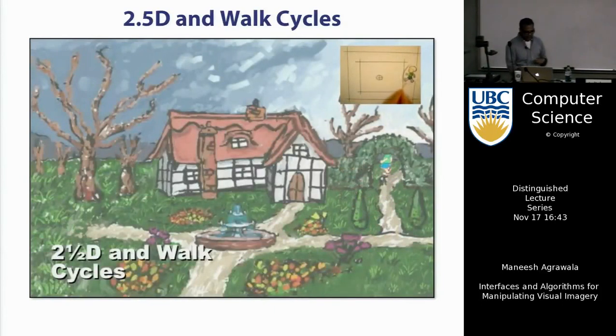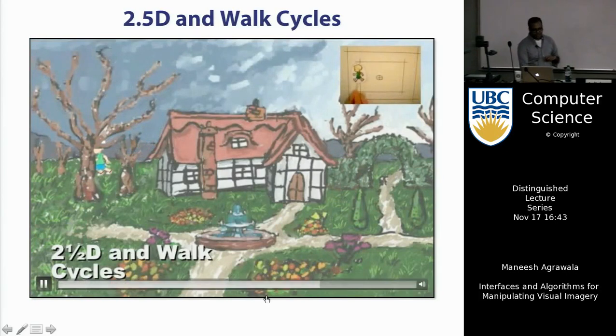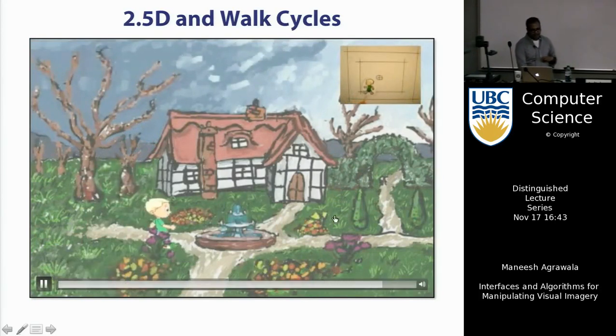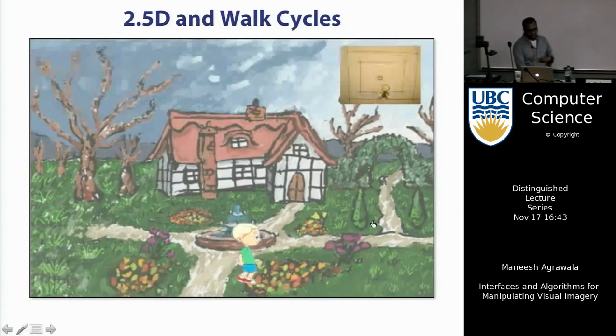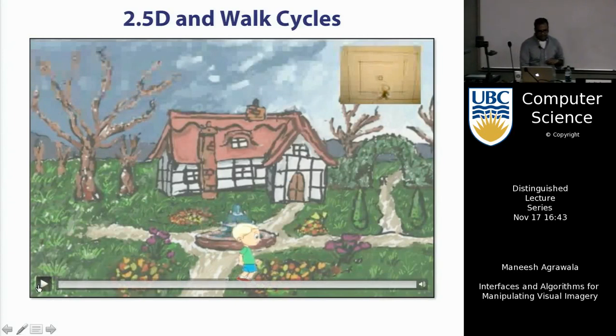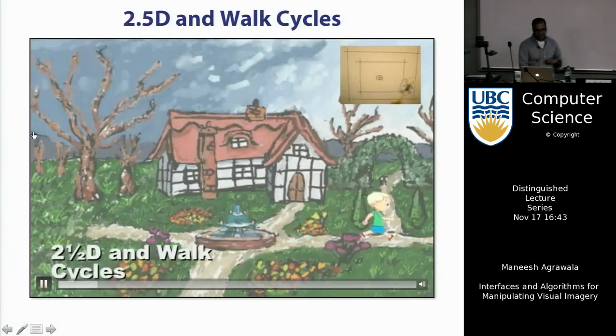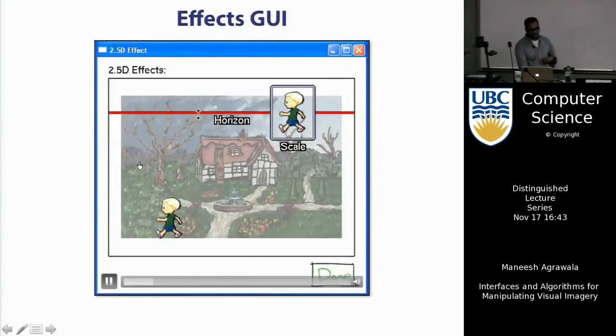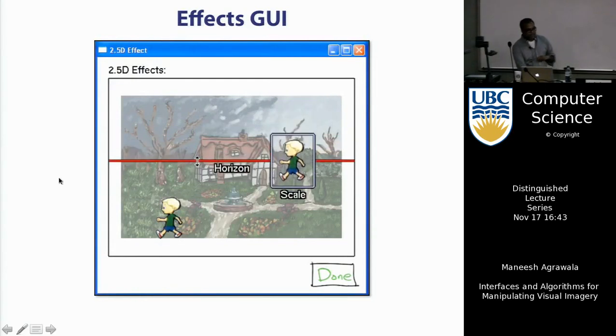So once we've added a walk cycle, we can also create these kinds of 2.5D effects. We can add a kind of ground plane, and then as the character moves from the front to the back, its size changes as well. It scales up and down in size. The way we add this is through yet another GUI. We set a horizon line, and then rescale the character at the horizon, and then linearly interpolate between these different sizes.